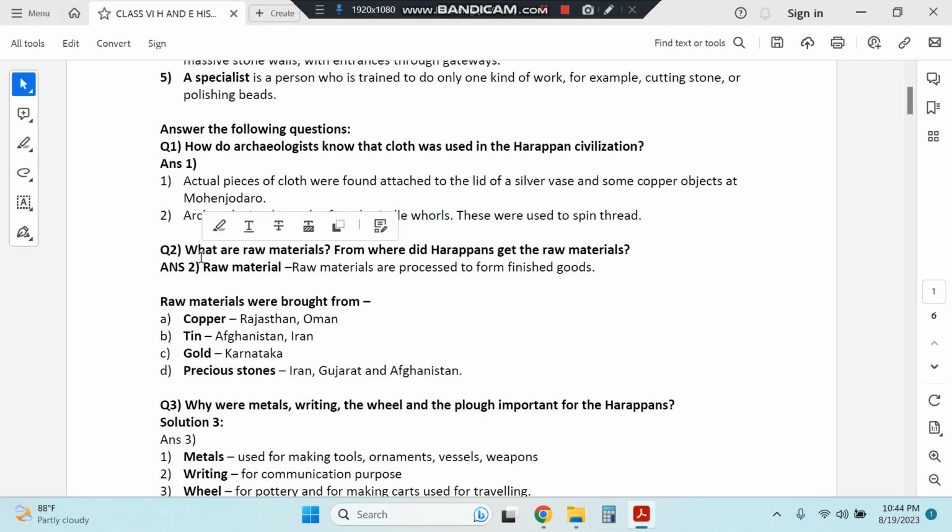Then what are raw materials? From where did Harappans get the raw materials? Raw material is anything that is processed to form a finished good. They were brought from different places: copper was brought from Rajasthan and Oman, tin came from Afghanistan and Iran, gold came from Karnataka, precious stones came from Iran, Gujarat and Afghanistan. Next question.